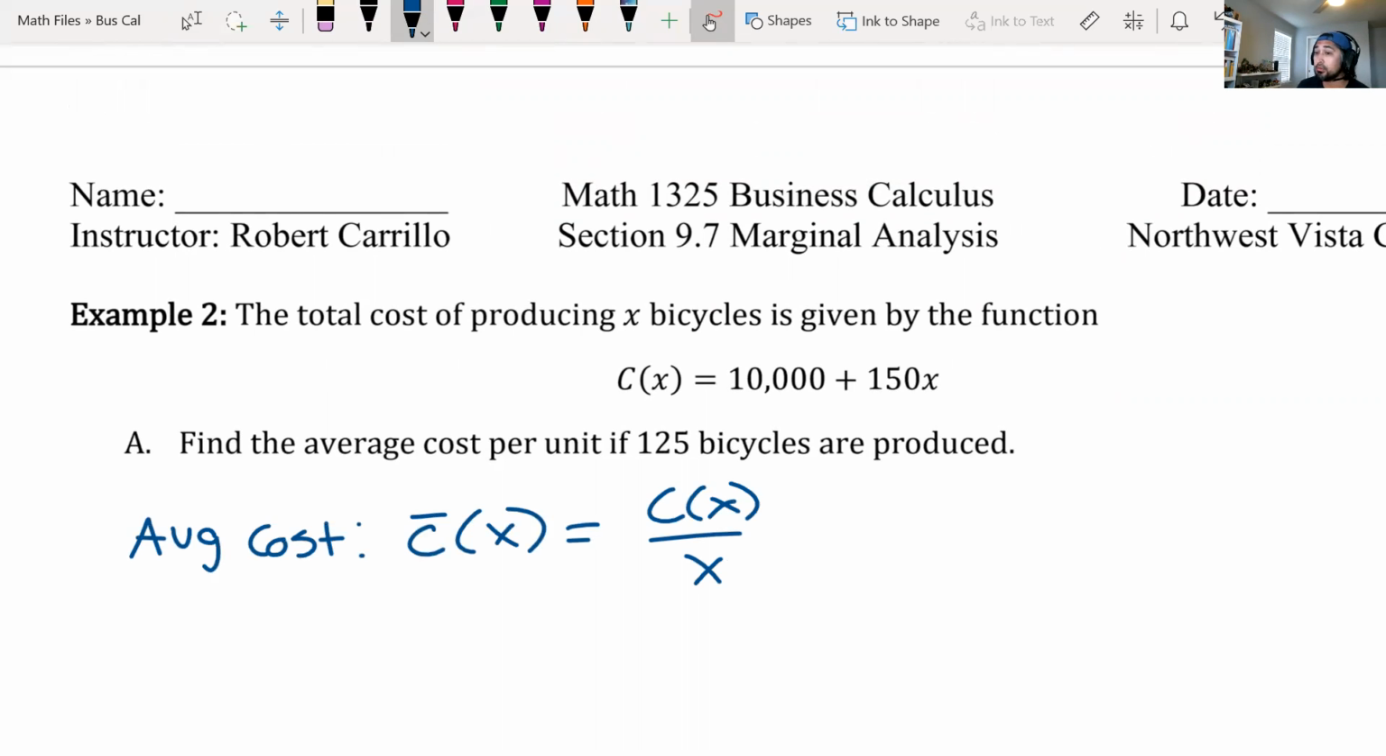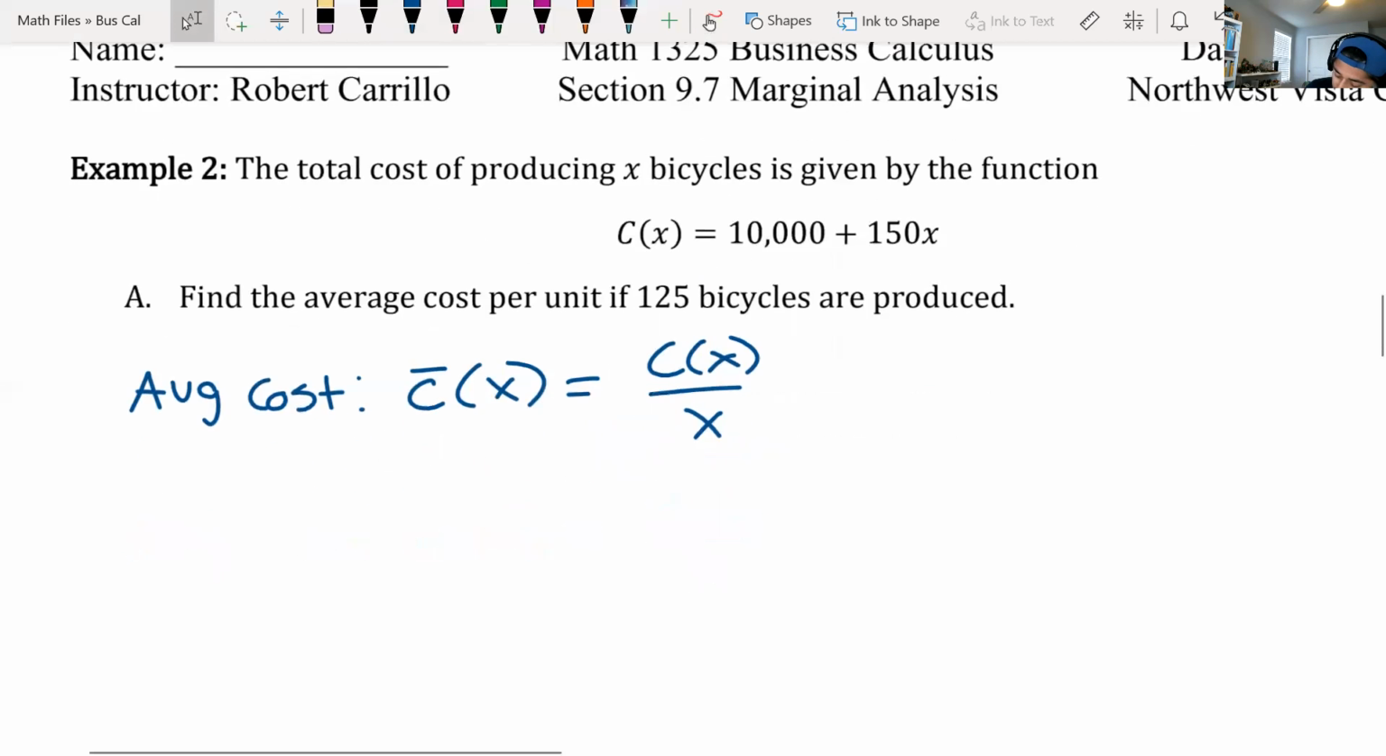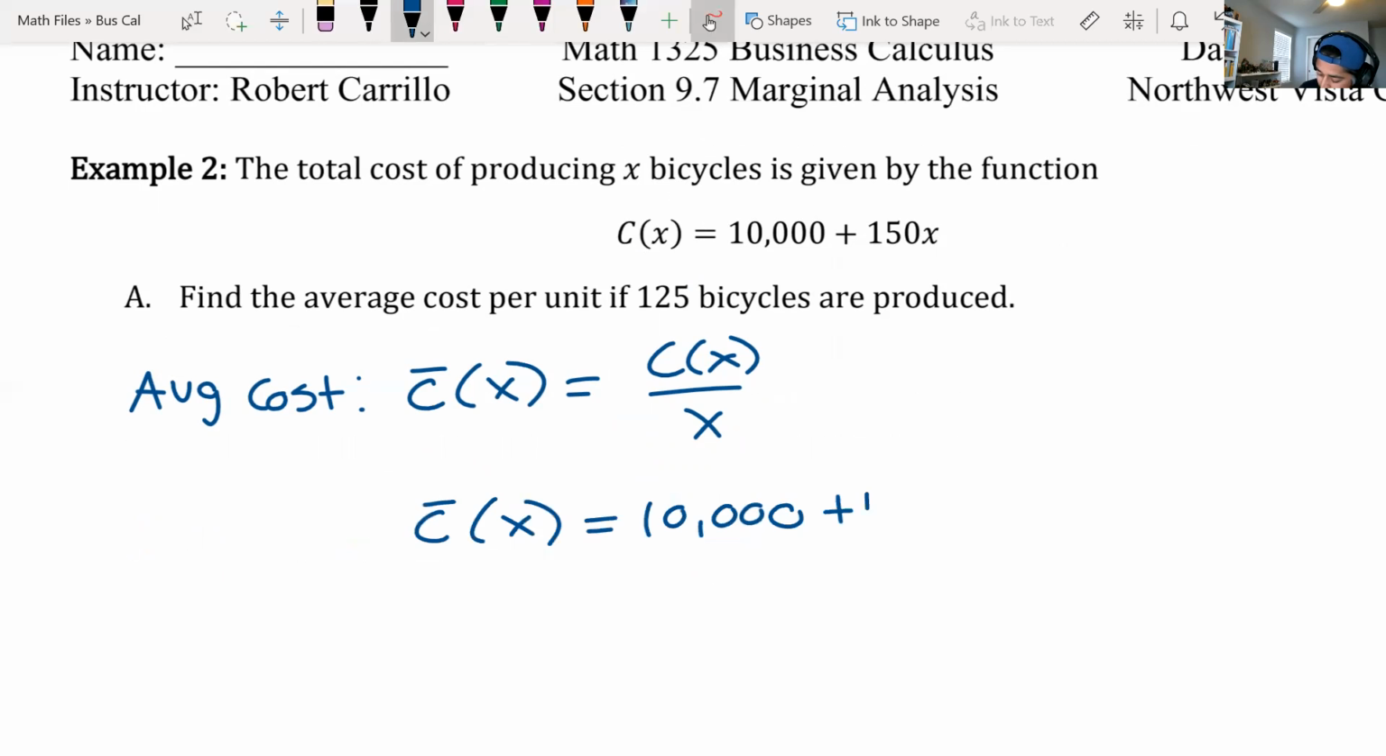Now, all we're going to do to find the average cost function is take this cost function and put it over X. And after we do that, we're going to plug in 125. So we're going to say C bar of X is equal to 10,000 plus 150X all over X. There's your average cost function. Now plug in 125.